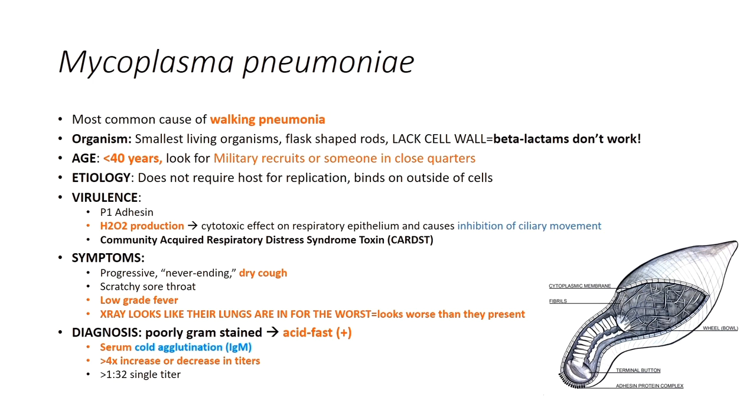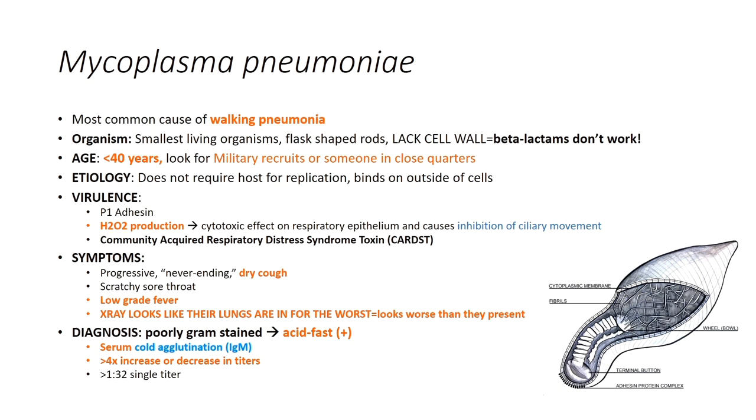All right, so the first organism, I'm putting it first, actually, because it is the most common cause of walking atypical pneumonia. This is Mycoplasma pneumoniae, and this organism is the smallest living organism that we know of. It's flask-shaped rod, and you can see that down the right, and it does not have a cell wall. So because this organism does not have a cell wall, we can't use antibiotics that target the cell wall production, such as your beta-lactams, like penicillins and carbapenems and all those things.